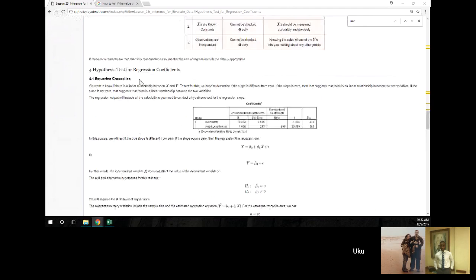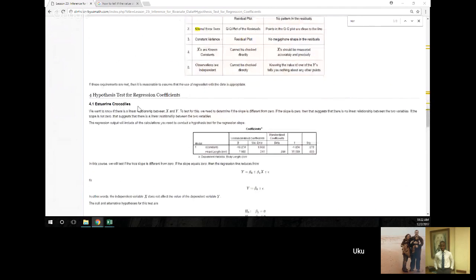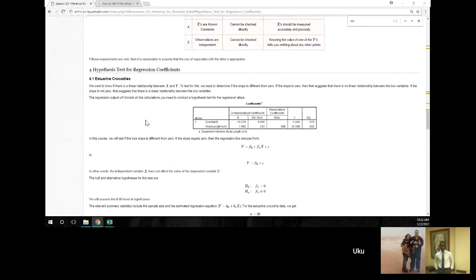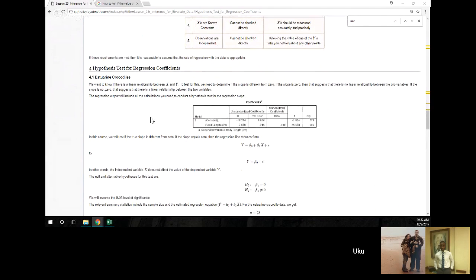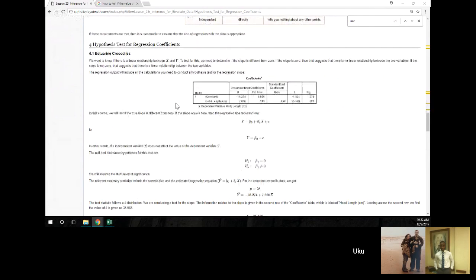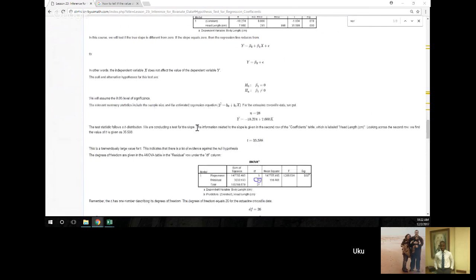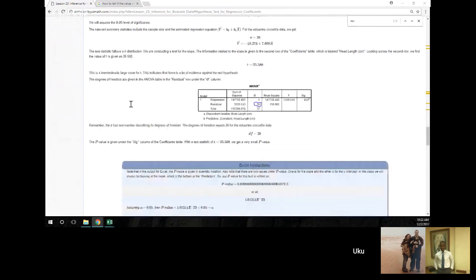Where is it? The crocodile case in 4.1. Are you guys there? Yeah. Okay, yep. So let's follow it closely and see. That's the H0 and HA, and we will follow that and see what their conclusion was, and how they word their answer.